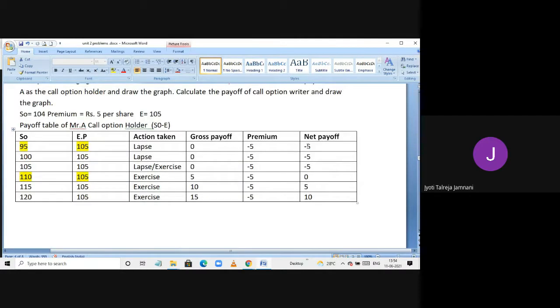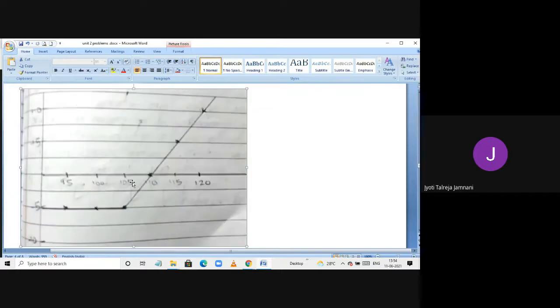You can look at the table. 3 times you have minus 5, at 95, 100, 105. At 110, you have 0 gain. So at 110, the point is exactly on the line, which means 0 gain, because this line represents 0. Then at 115, your gain is plus 5. So I'll go into the positive quadrant, at plus 5. At 120, it is plus 10. So when you join these points, you get a graph. What it means is, as the prices go on increasing, the call option holder will go on gaining.